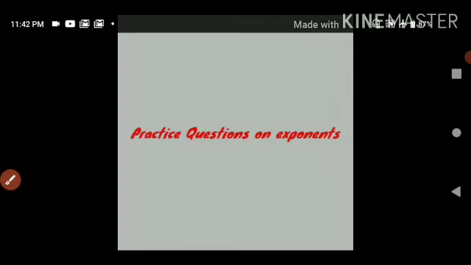So here we have some practice questions on the exponents. The dot stands for multiply over here. If you go through, this would be written as 7 raised to power 2 multiplied by 7 raised to power 3, 2 raised to power 2 multiplied by 2 raised to power 5, and x raised to the power 4 multiplied by x raised to the power 2.